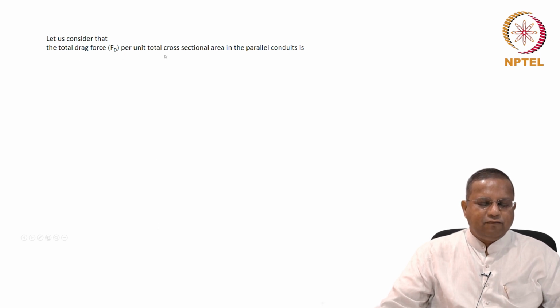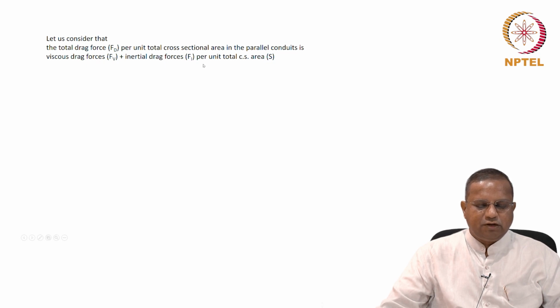The total drag force per unit cross-sectional area in the parallel conduits is the viscous drag force plus the inertial drag force per total cross-sectional area. Something called the viscous drag forces, something called the inertial drag forces. So Fd, the total drag force, is a sum of the viscous drag forces per unit area plus the inertial drag forces per unit area.